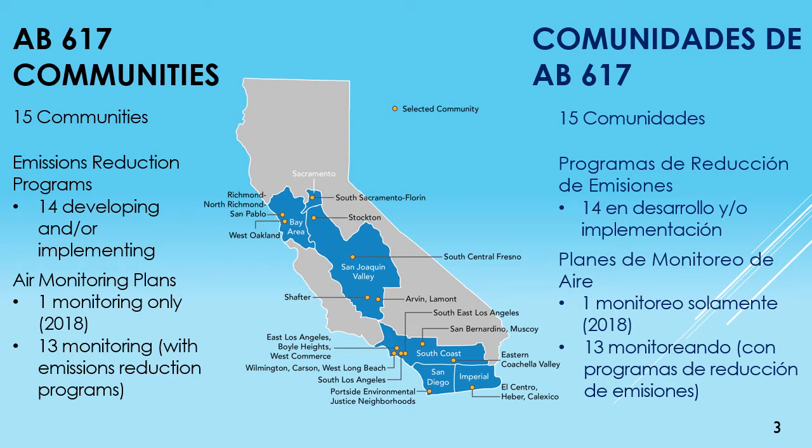This slide shows the 15 communities in the program. These communities are in various stages of planning, developing, and implementing plans. These communities represent a diverse group of areas. The communities vary in geographic size, population density, and air pollution concerns. Community steering committees have been formed in each one of the 15 communities, with over 450 local stakeholders participating throughout the state. The board has approved all 7 community emission reduction programs for the 2018 communities and is in the process of considering the 2019 communities.